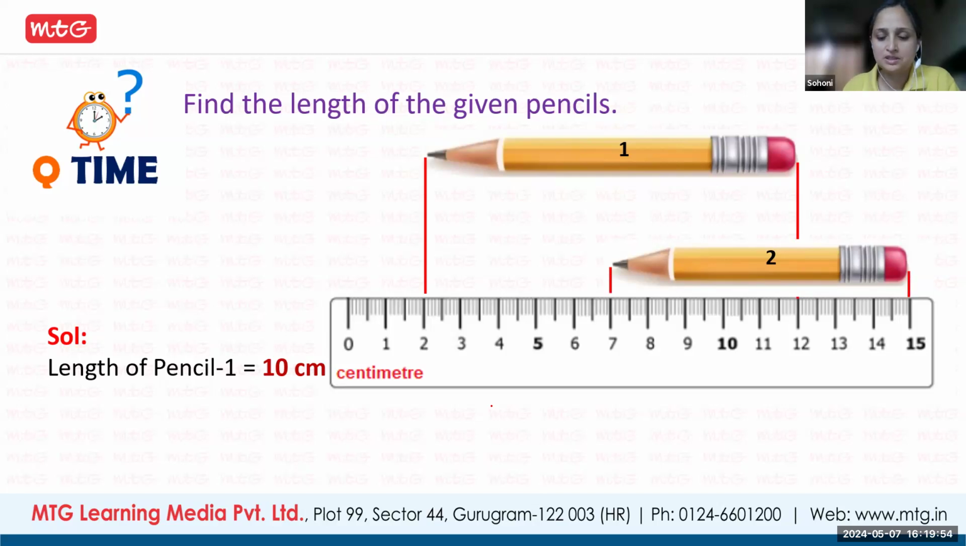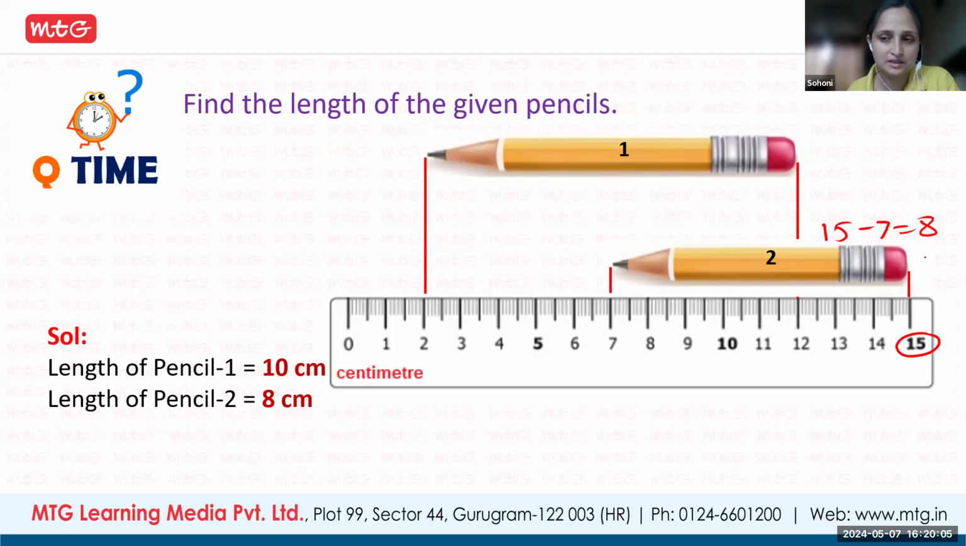So the length of the second pencil is 8 centimeters, because it started from 7 and ended at 15. So 15 minus 7, that is 8 centimeters. Now the third one.